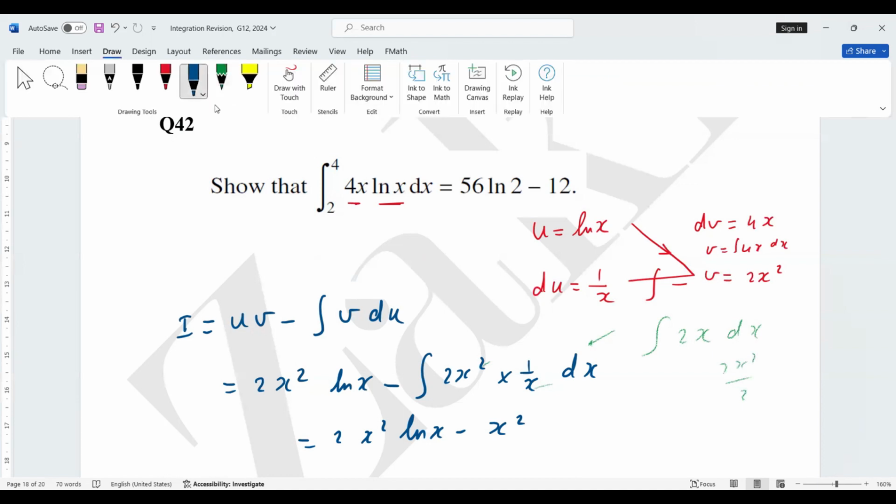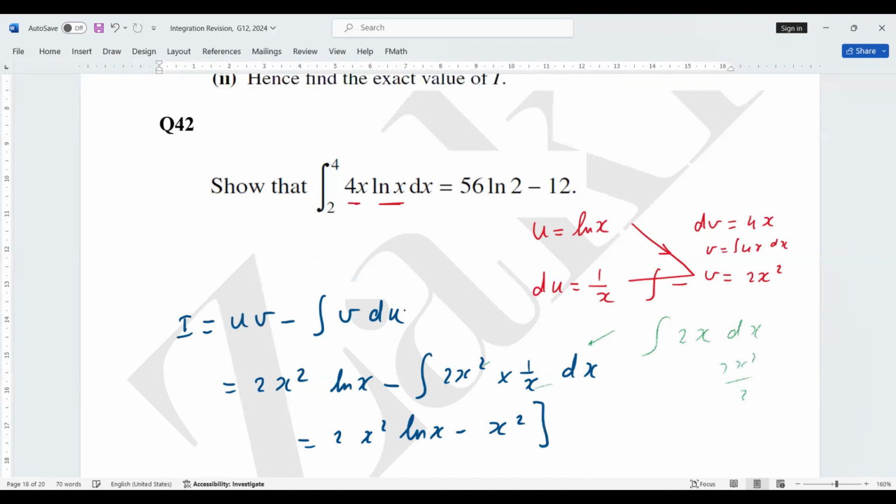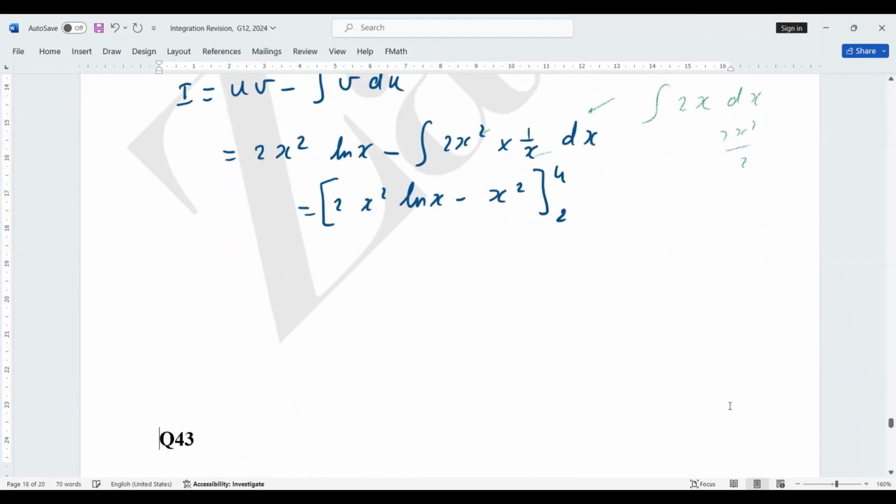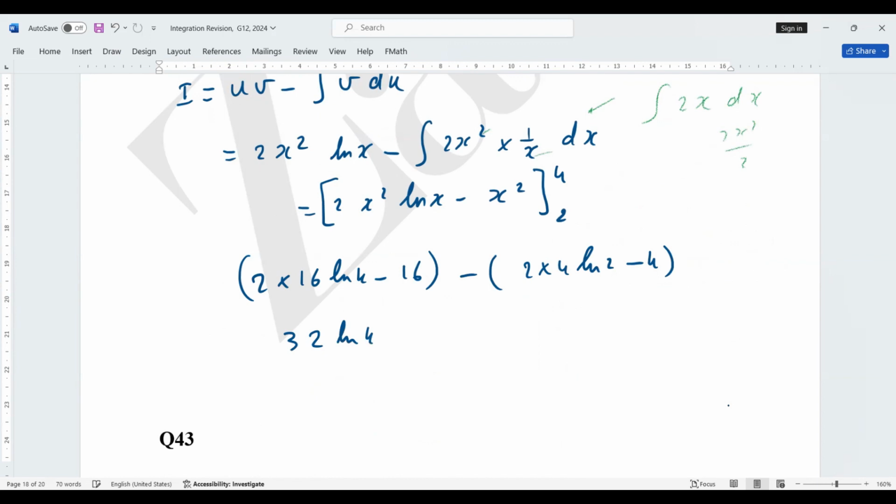Now, we put the limit at the end. Here, the limit is from 2 to 4. Now replace x by 4, then replace x by 2 and make minus. So 2 multiply 16 ln 4 minus 16. This is the first, replacing x by 4. Minus, replace x by 2: 2 multiply 4 ln 2 minus 2 squared, 4. 2 times 16 is 32, ln 4 minus 16, minus 8 ln 2, plus 4.